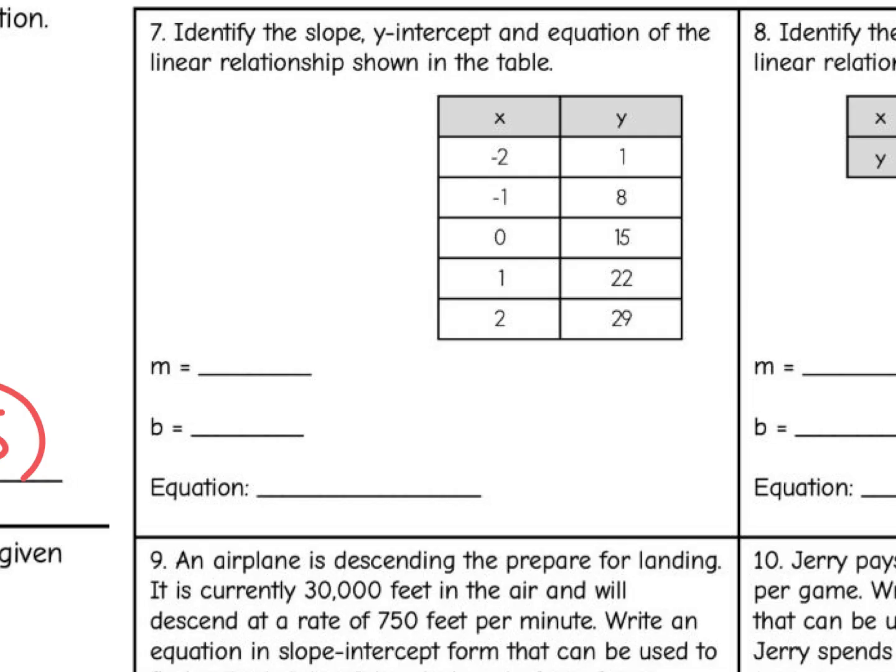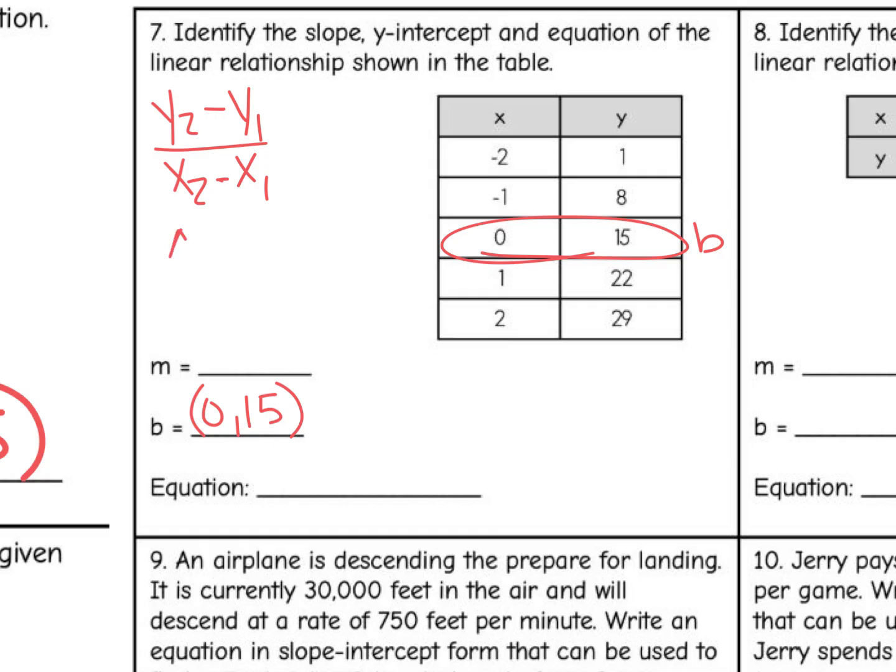In the table, look for that b value where x is 0, 0, 15. And again, you can do y2 minus y1 over x2 minus x1, or if you preferred the change in y over change in x, either method will work. On this one, I'm going to do change in y over change in x, and then on the next one, I'll show you the formula. So this is plus 7. 1 to 2 is plus 1. So 7 over 1, or you can write just 7.